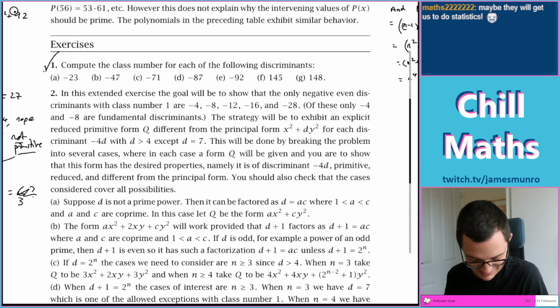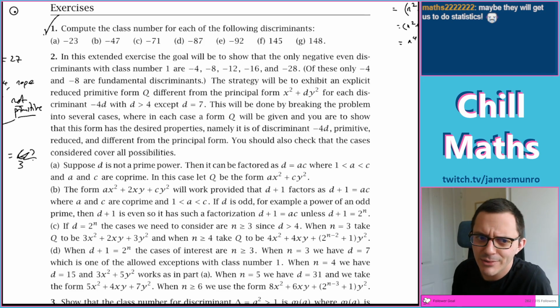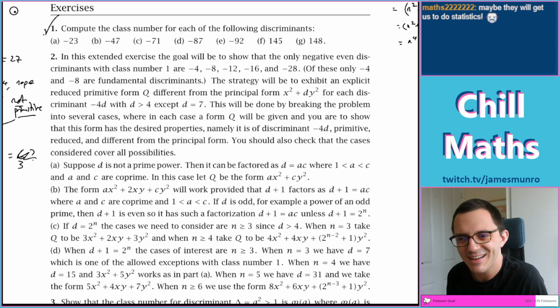Hopefully it's not statistics. Nothing wrong with statistics, just seems like that would be a bit of a left turn for this book. I'm going to skim read this extended exercise, but not do it. Because chill maths, we don't do all the exercises. In fact, we normally don't do any of the exercises, but here we are.